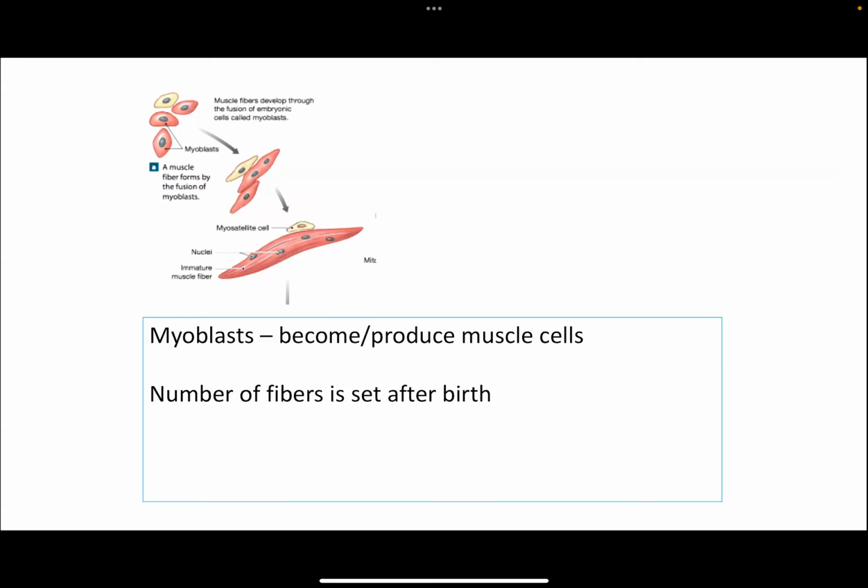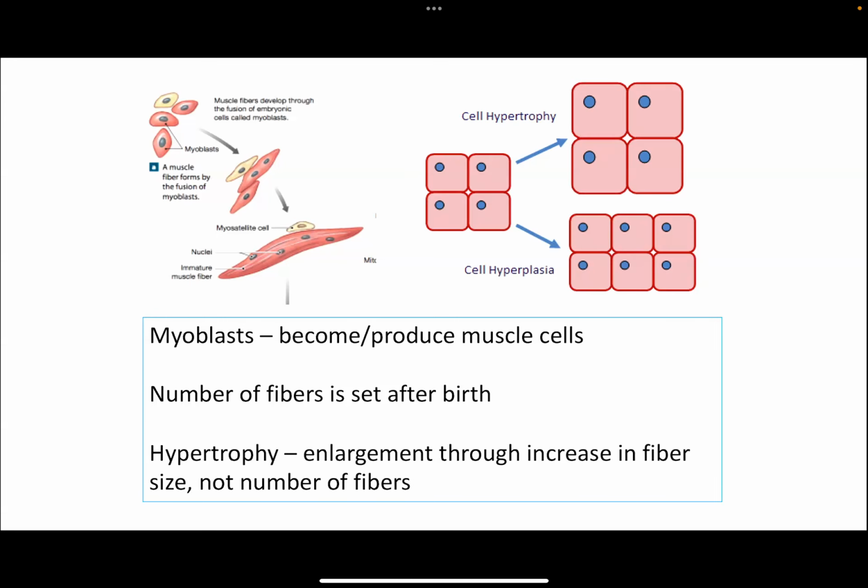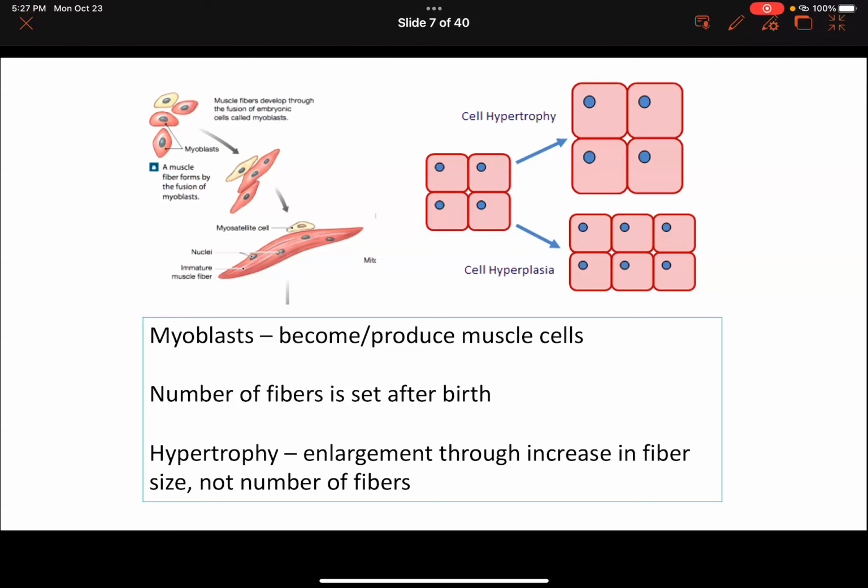Something I want you to be aware of is that the number of muscle fibers or muscle cells you have is set after birth. Once you're born, that's it. There's no new generation. But people often wonder, how come a bodybuilder didn't come out of the womb with these excessive muscles? What happens when somebody does a whole lot of weightlifting or training? We call that hypertrophy, which is essentially an increase in size.